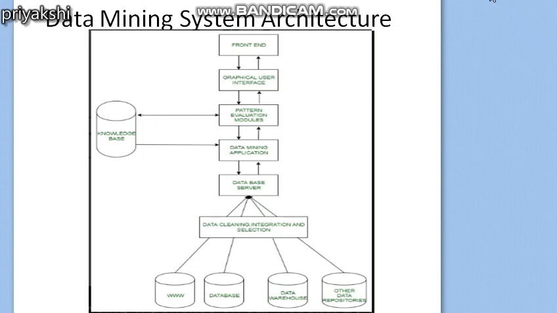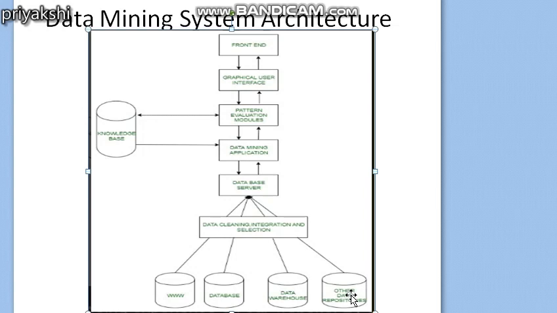This architecture of a typical data mining system is proposed by Han and Kamber in their book called Data Mining Concepts and Techniques, and it consists of the following components, as you can see in the diagram. We already know that data mining is the process of discovering interesting knowledge from large amounts of data stored in a database, in a data warehouse, or in other information repositories.